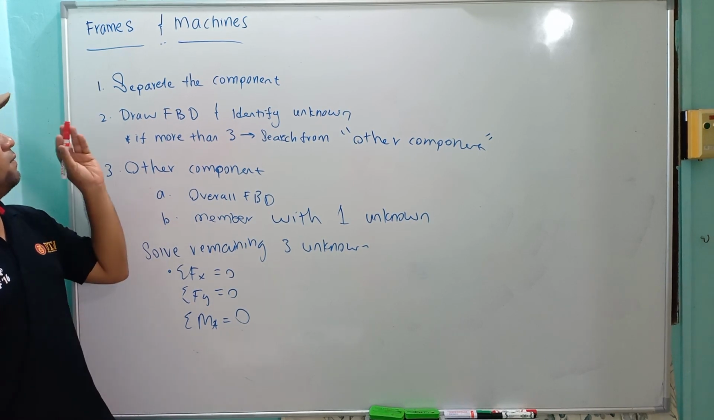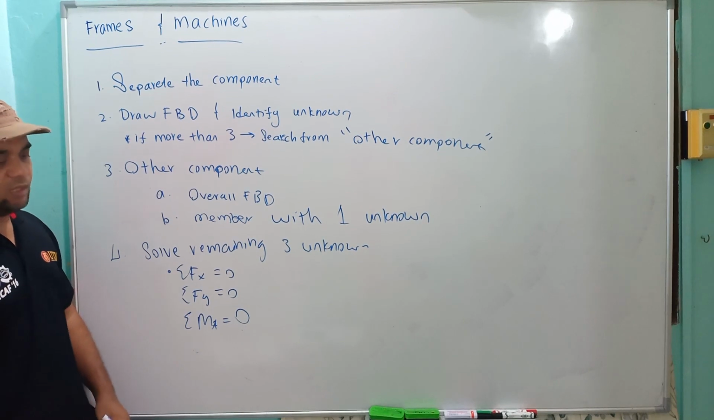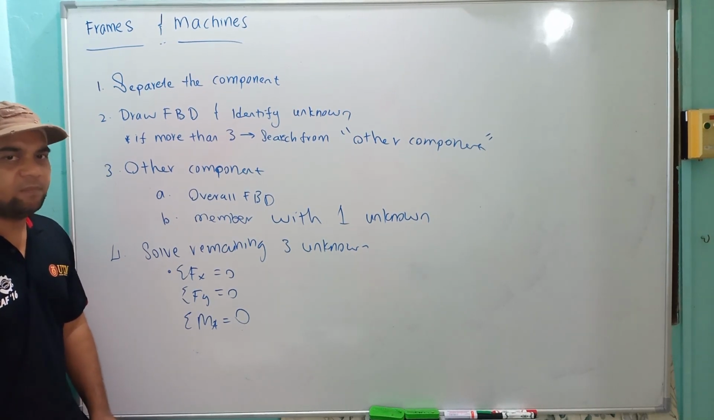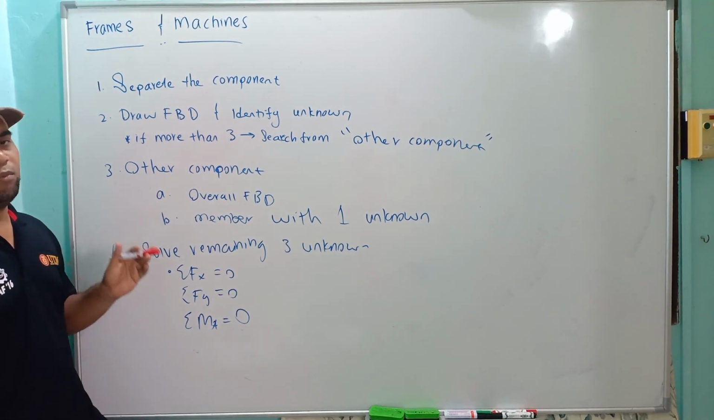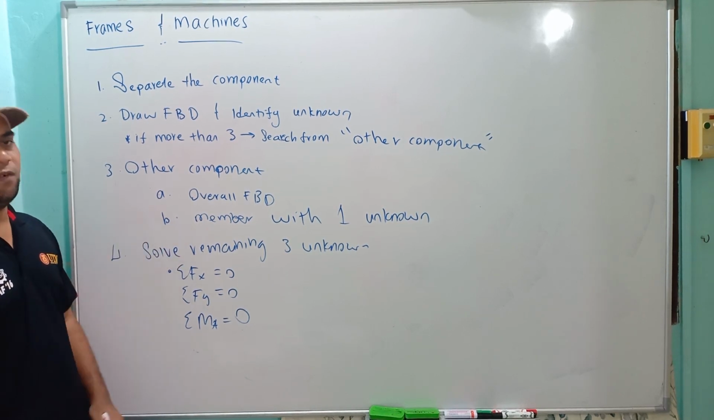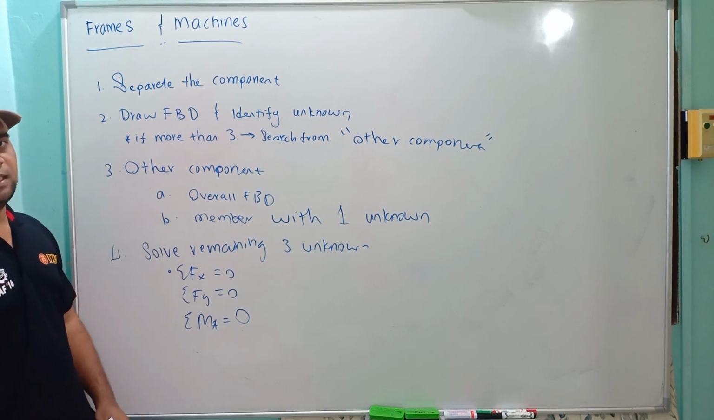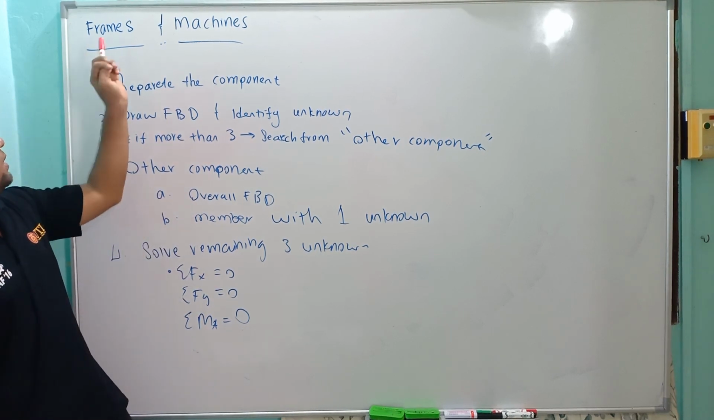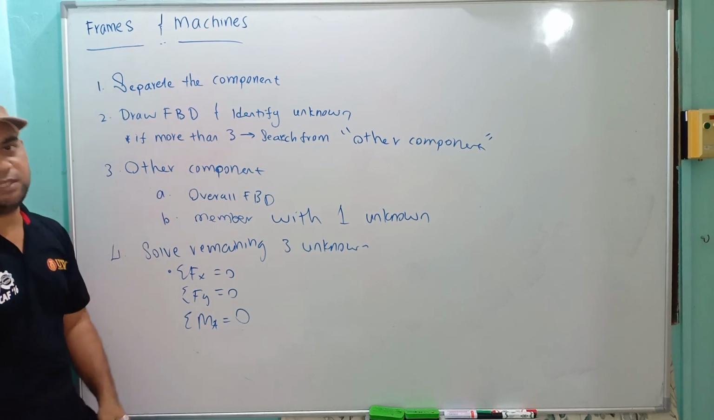We have already discussed the chapter on equilibrium in 2 dimension for rigid body. We have one rigid body, and we have to draw the free body diagram with the reaction forces, and then calculate the reaction forces of the component in equilibrium. So what is the difference between the previous chapter, equilibrium 2D, and this frame and machine?